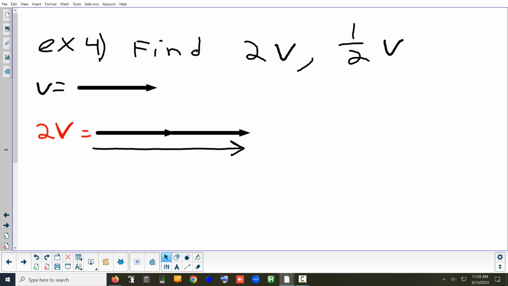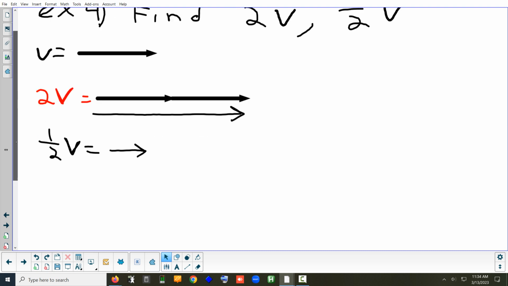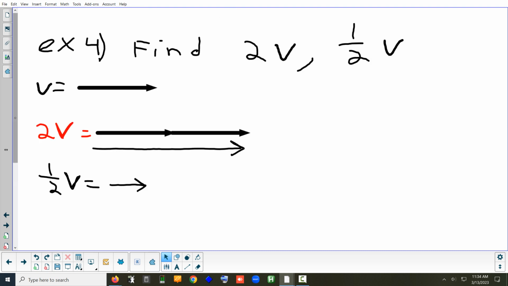Now, 1/2 v, yes, I could do it on graph paper. If I knew this was like 10 units, I would just make it 5. I can't really do a 1/2 v on the board exactly without some kind of measuring. So I'm just going to estimate. 1/2 v might be like that. That's a half. Any question on those two?